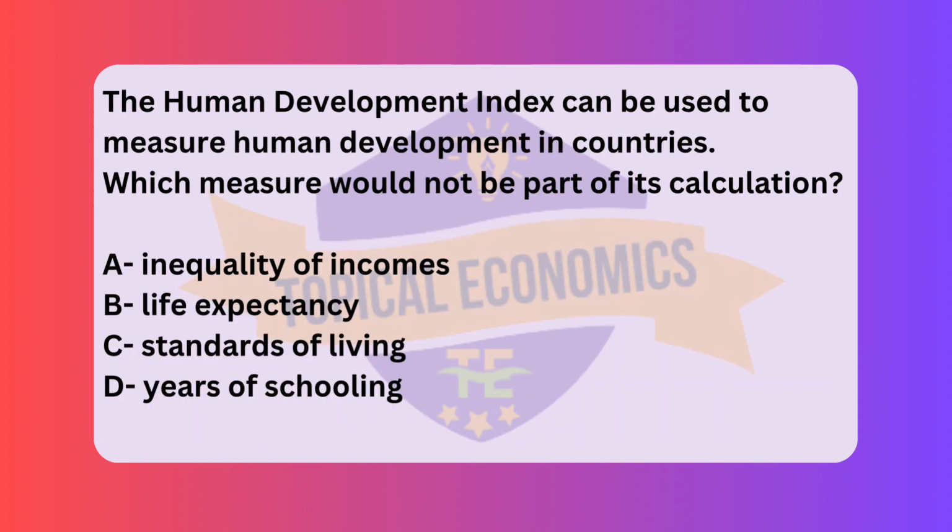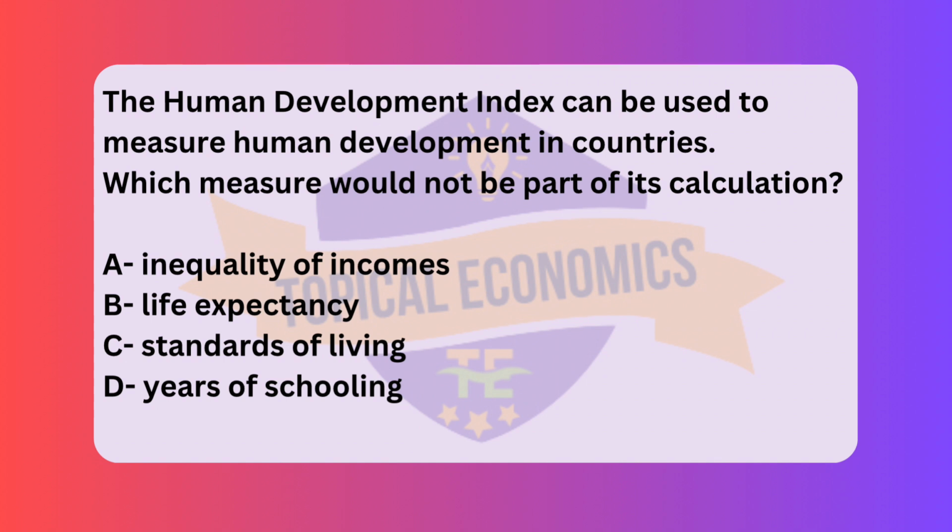Moving to question 34. The Human Development Index can be used to measure human development in countries. Which measure would not be part of its calculation? A. Inequality of incomes. B. Life expectancy. C. Standards of living. D. Years of schooling. This question is from year 2015, May-June version 3. The correct answer for this question is option A.